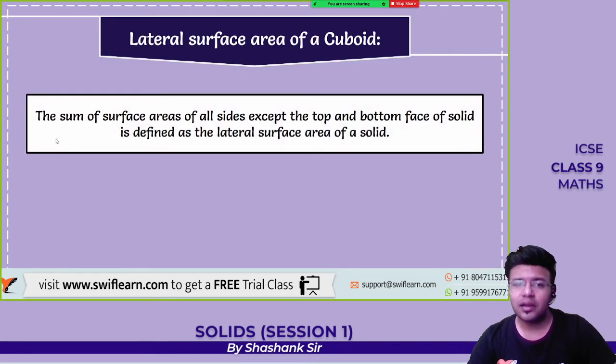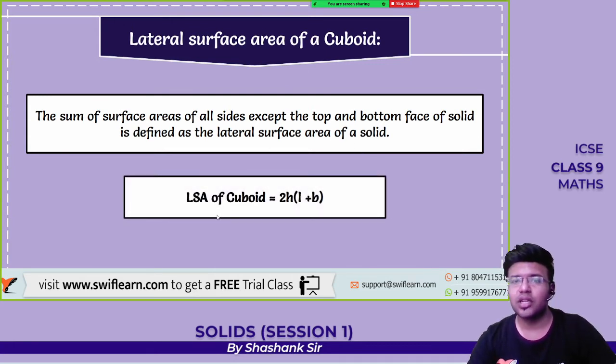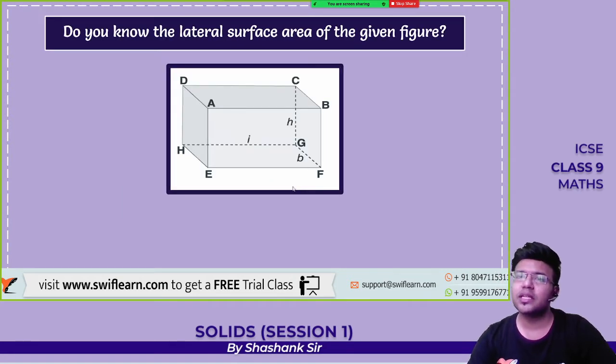Lateral surface area: the sum of the surface areas of all the sides except the top and bottom face of the solid is defined as the lateral surface area or curved surface area. So curved surface area is 2 times height into (length plus breadth). You should leave the top and the bottom face. In objects which have sharp edges, the term used is lateral surface area. In curved objects such as a cylinder, we use the term curved surface area.